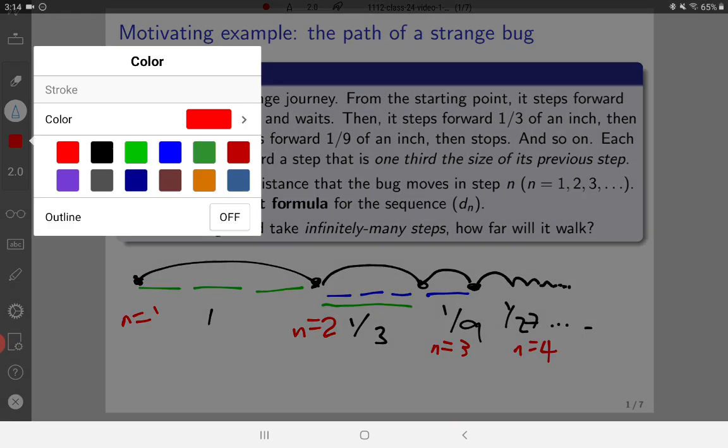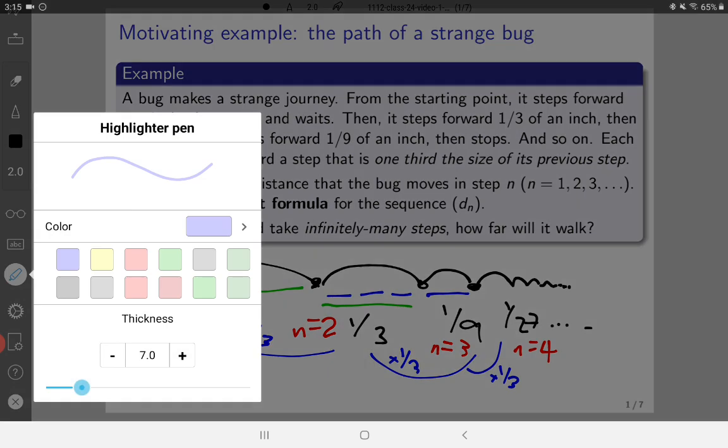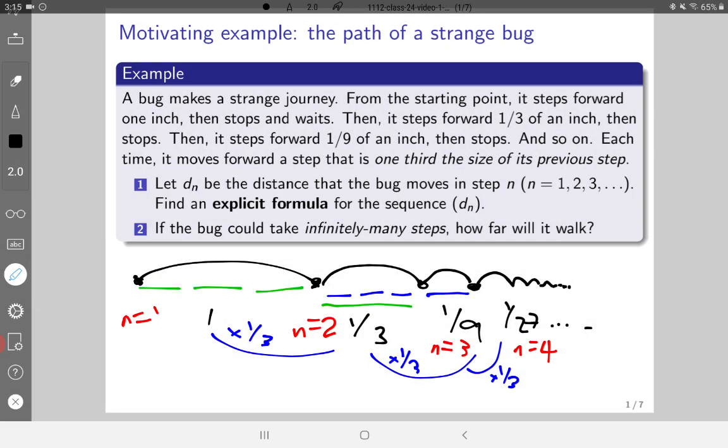Well, notice that the first step is size 1, the next step is size 1/3, and then it's a size 1/9. I keep multiplying by 1/3 each time to get from one step size to the next. And that's what I'm indicating here with these blue notations that I just added. Each step is 1/3 of the size of the step that came right before it. And that's exactly what I'm describing in these arrows and these times 1/3 that are happening there.